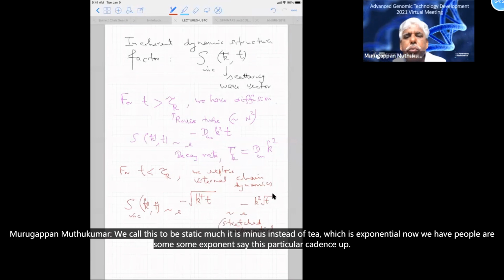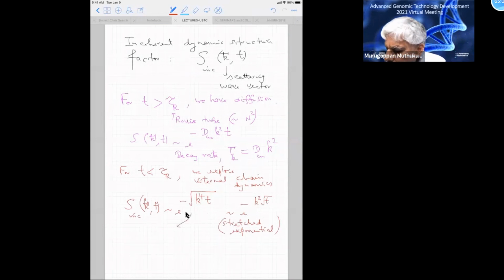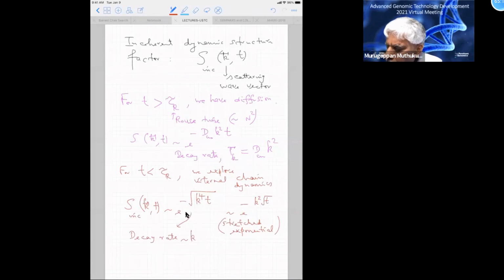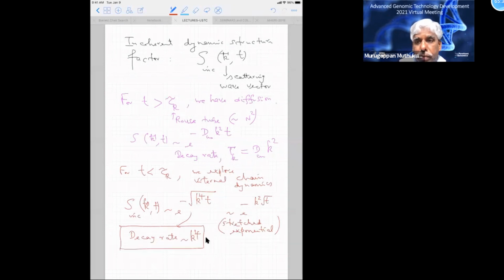We call this a stretched exponential: e to the minus t to the power of some exponent, instead of t, which would be exponential. In this particular case, it's a half. But the important thing here is that the decay rate goes like k to the 4. In the case of diffusion, for very long times, the decay rate goes like k squared. But here, the decay rate goes like k to the 4.